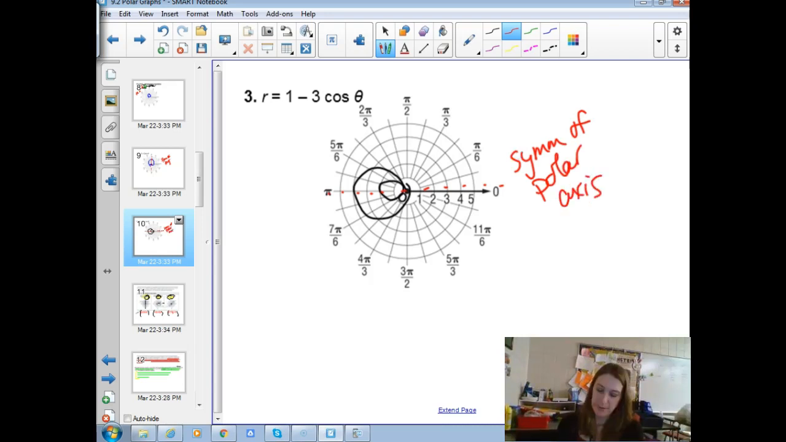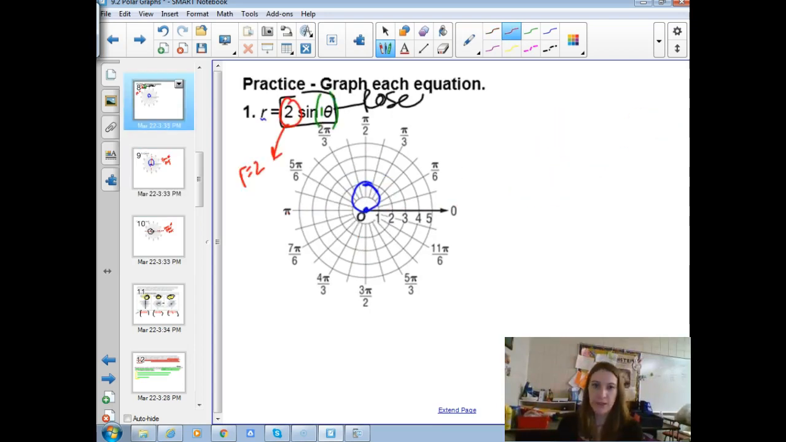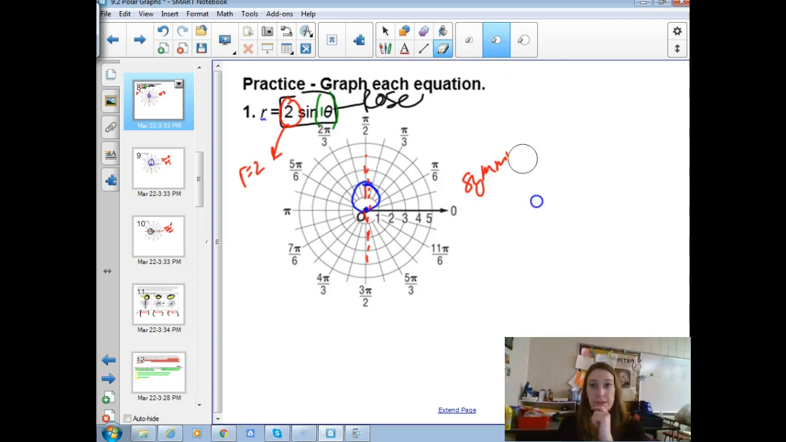I think I skipped one earlier. We had that circle up at the beginning here. So the circle, we can't even draw a line today. It has symmetry of theta equals pi over 2.